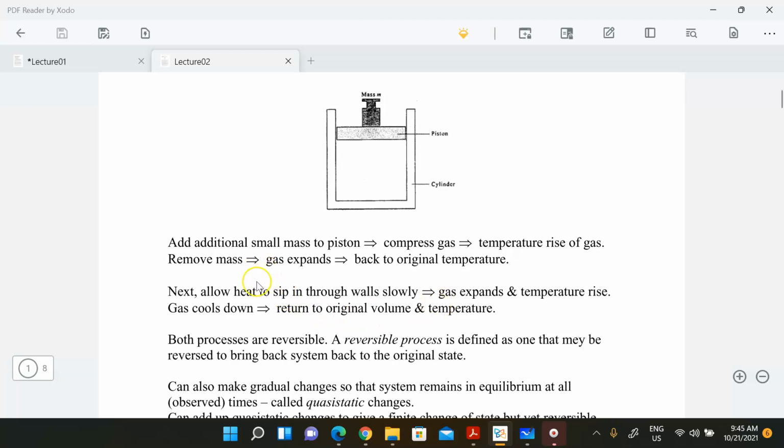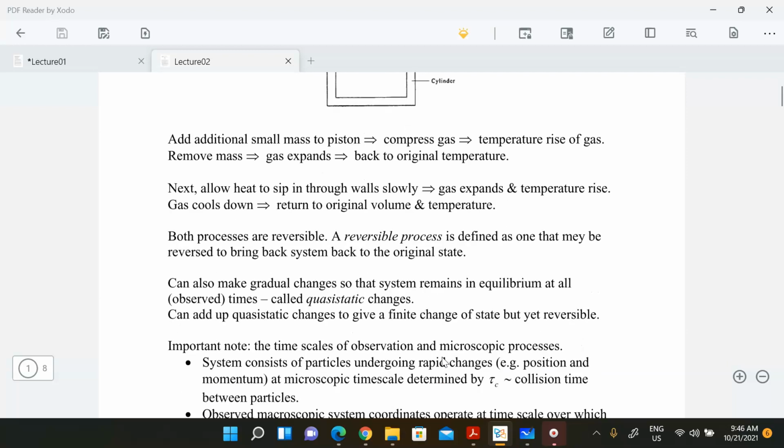So in such cases, when you are able to do that, those processes are called reversible. You can think of a reversible process as one that, spelling mistake here, a reversible process is defined as one that may be reversed to bring back the system into the original state, which is what I said earlier.